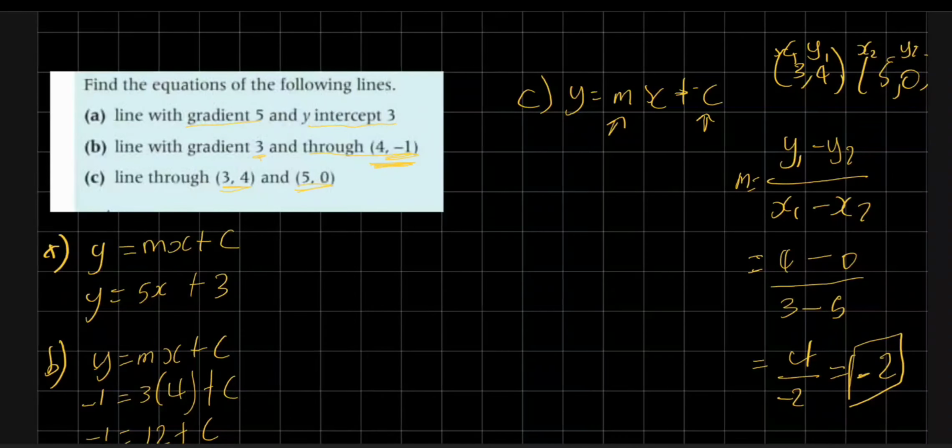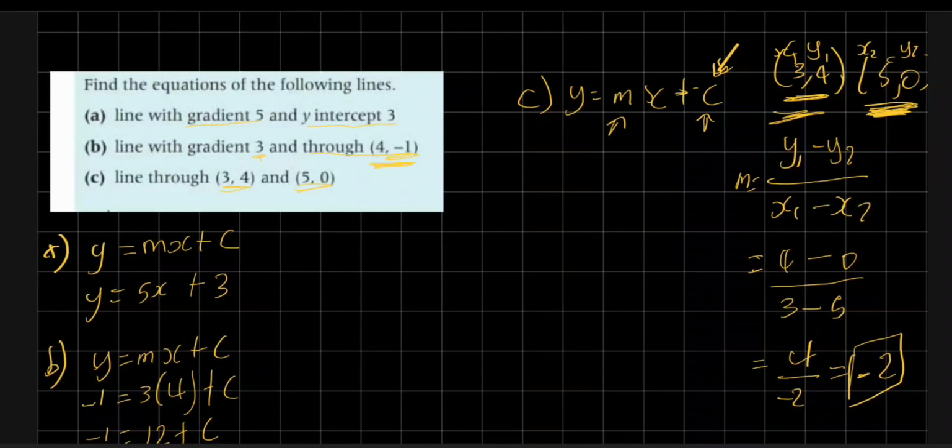So what we can do in this case, we are given 2 points, meaning the line will pass through these 2 points. So we can take either one of these 2 points and substitute it into this equation along with the gradient to find c. So let's substitute that. Let's use the 5 and the 0. I think that would be easier.